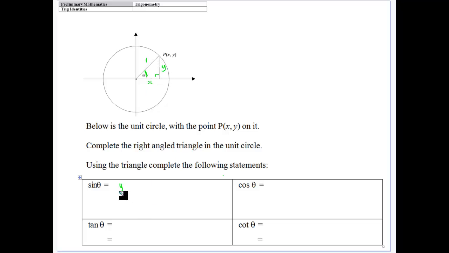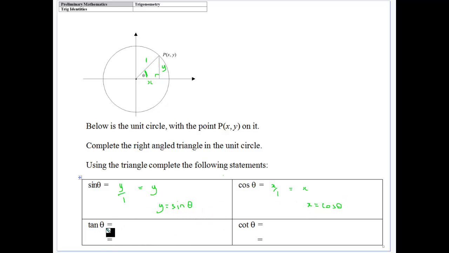So that gives us y on 1, or just y. So we could say that y is equal to sine theta. We're going to use that. Cos theta is equal to the adjacent side on the hypotenuse, so x on 1, which is x, so x is equal to cosine of theta. So we start to have that relationship. Now we've seen those relationships before.